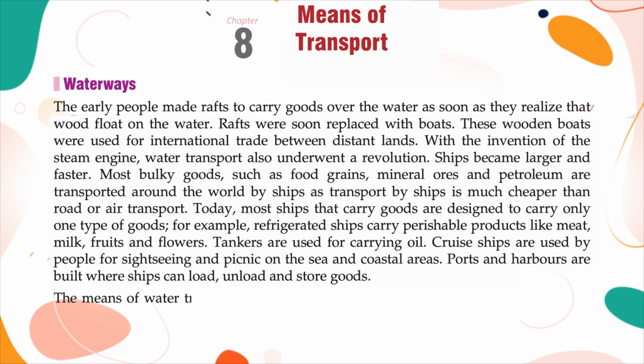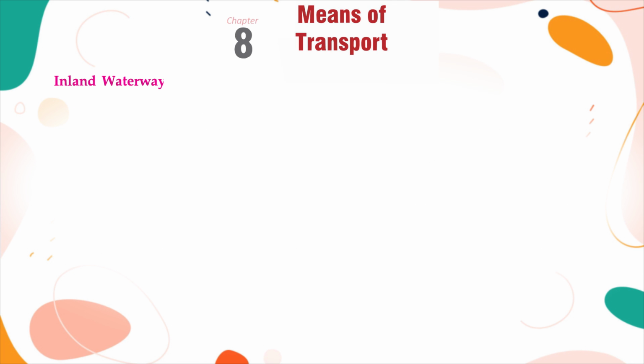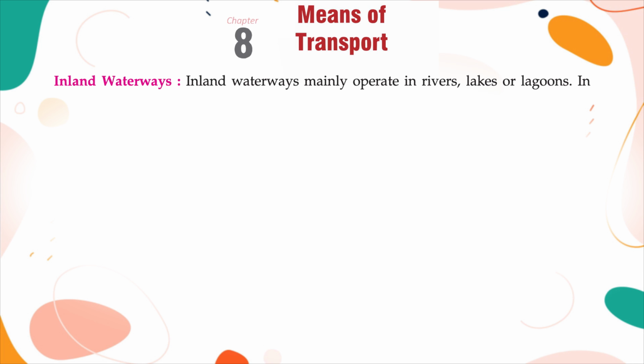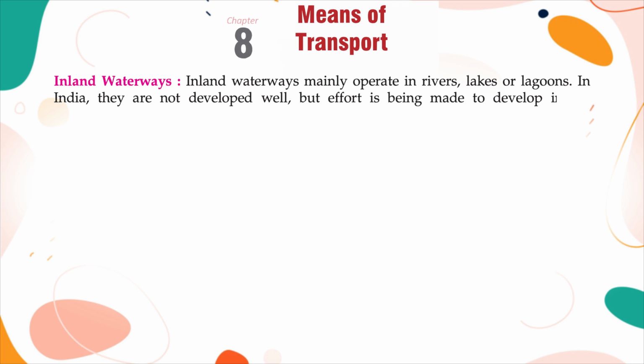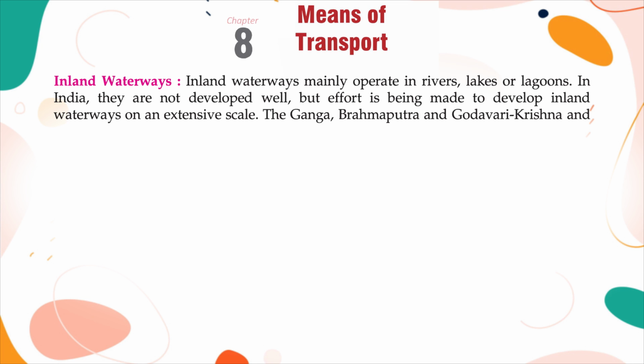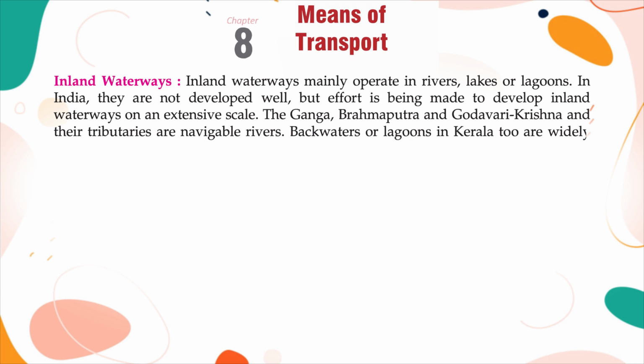The means of water transport can be divided into two types: inland waterways and sea routes. Inland waterways mainly operate in rivers, lakes, or lagoons. In India, they are not developed well, but effort is being made to develop inland waterways on an extensive scale. The Ganga, Brahmaputra, and Godavari, Krishna and their tributaries are navigable rivers. Backwaters or lagoons in Kerala too are widely used for water transport.